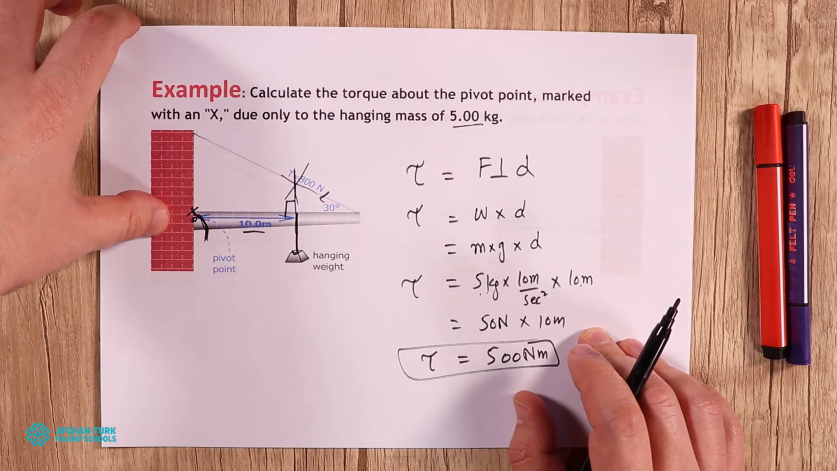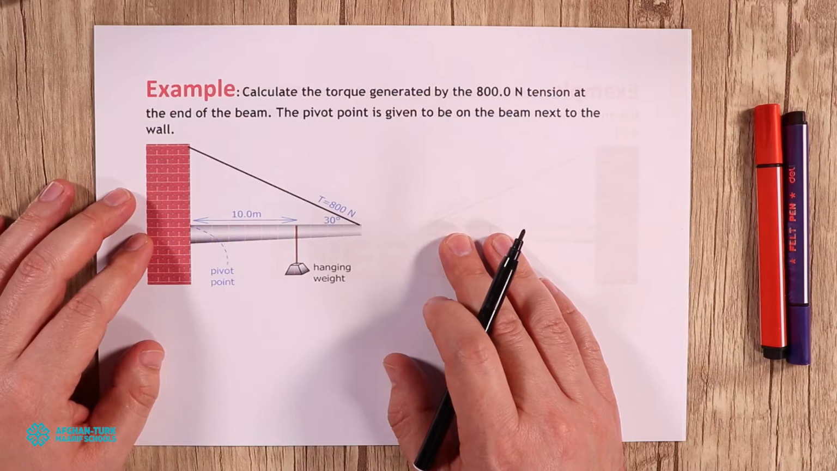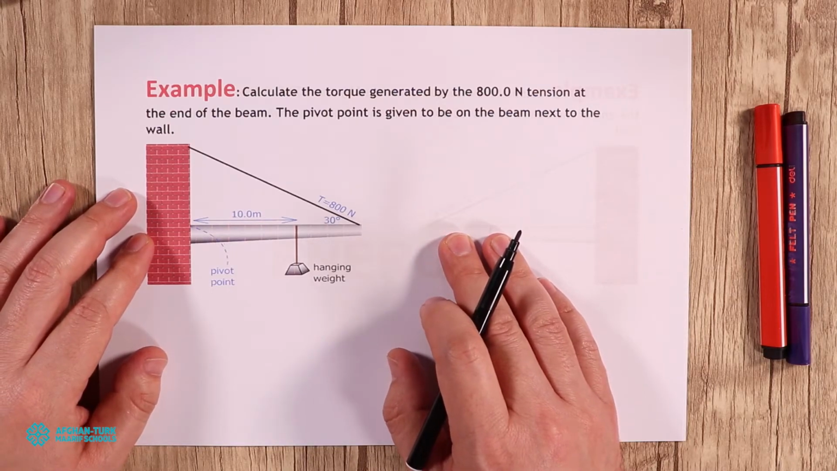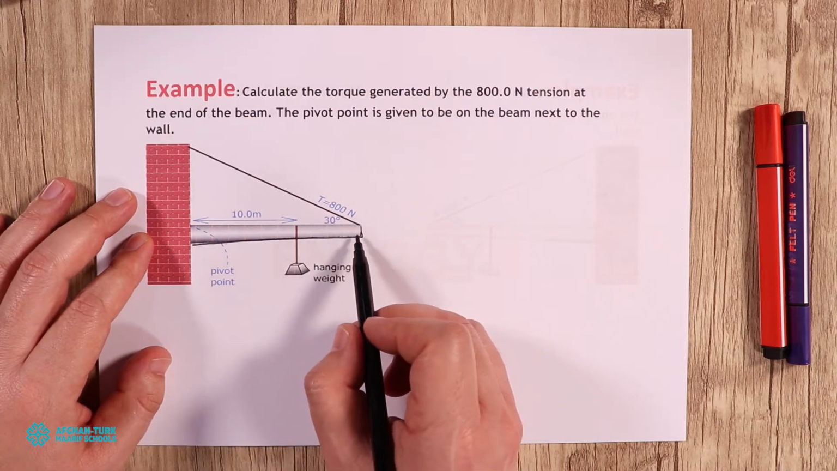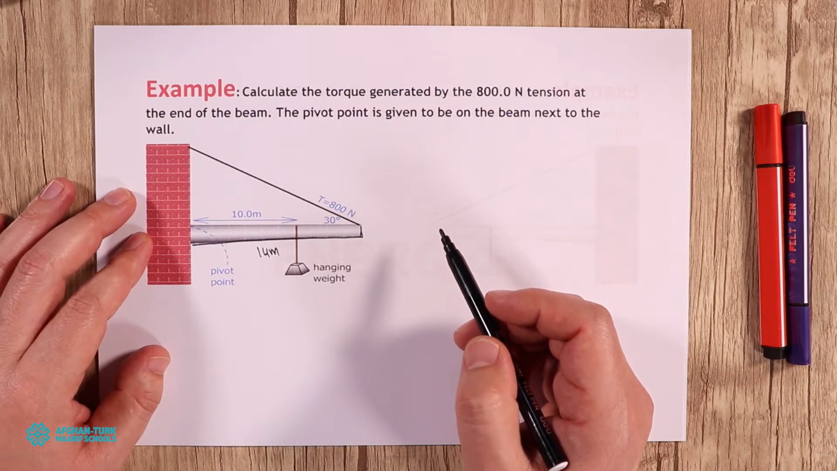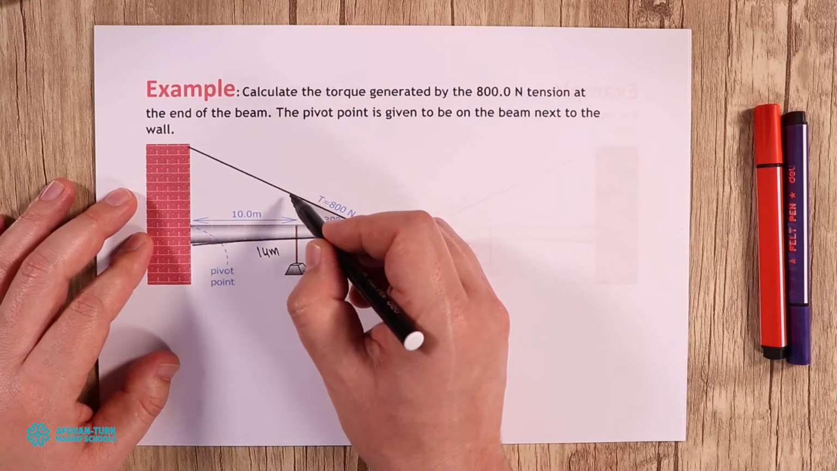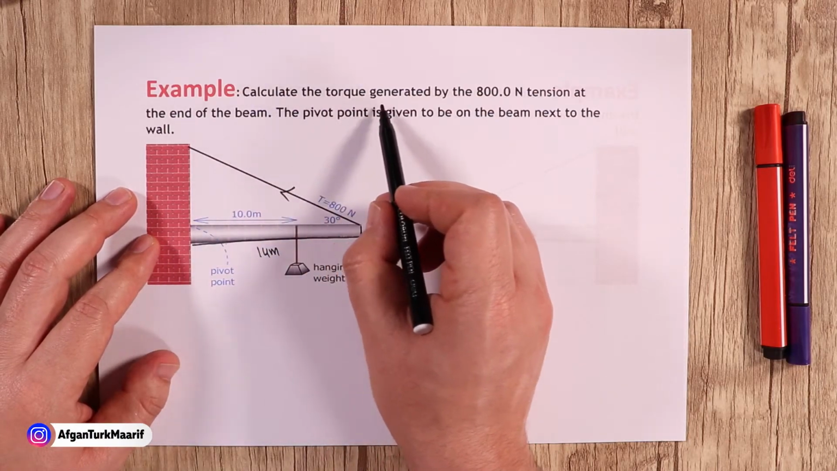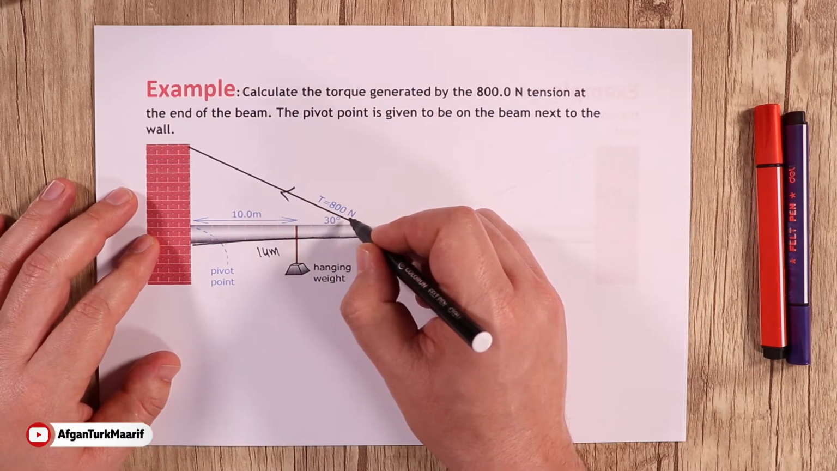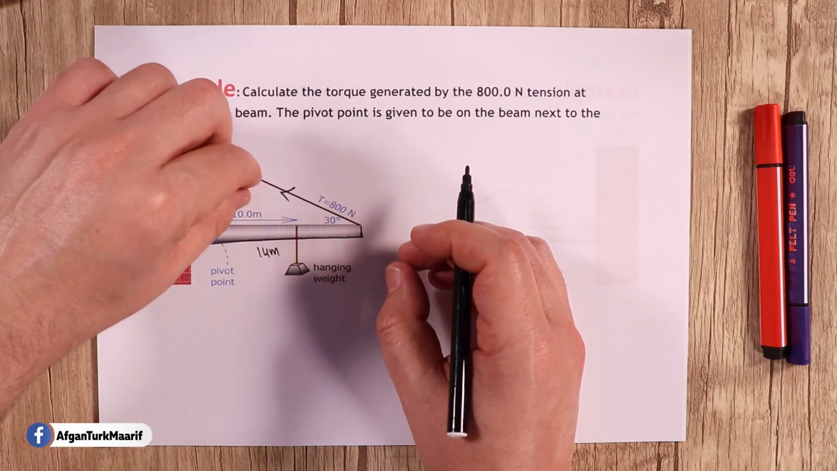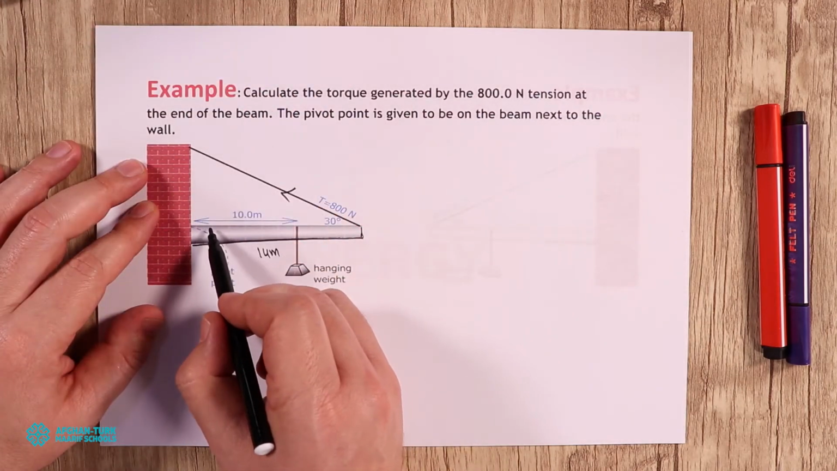Let's see another example and what they want in the next example and how we can find it. This is also the same example, where the total distance from this point to the end of the beam is equal to 14 meter. Now in this case, the tension force is applied at the end of the beam, and we calculate the torque generated by the 800 Newton. They want the torque produced by this tension force, when this rope pulls the object upward, so torque is produced in this direction.